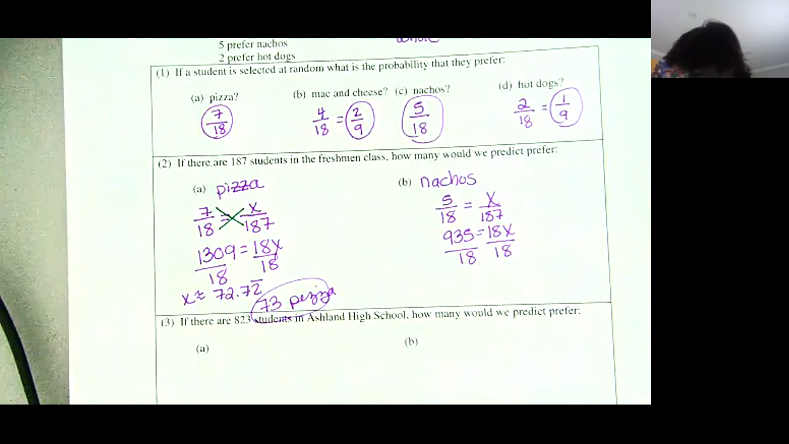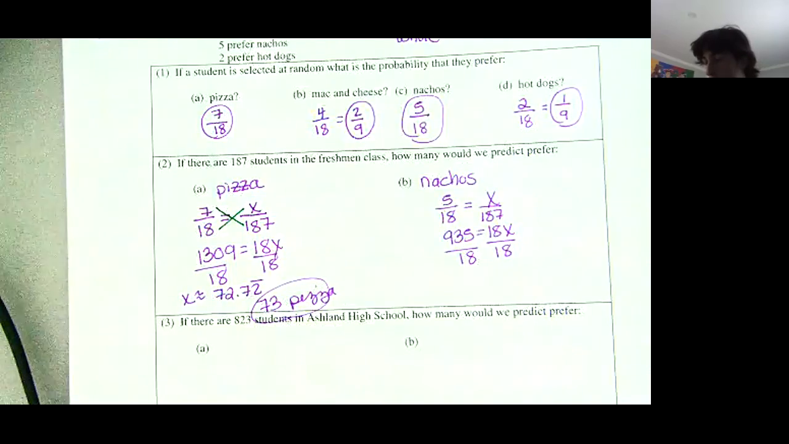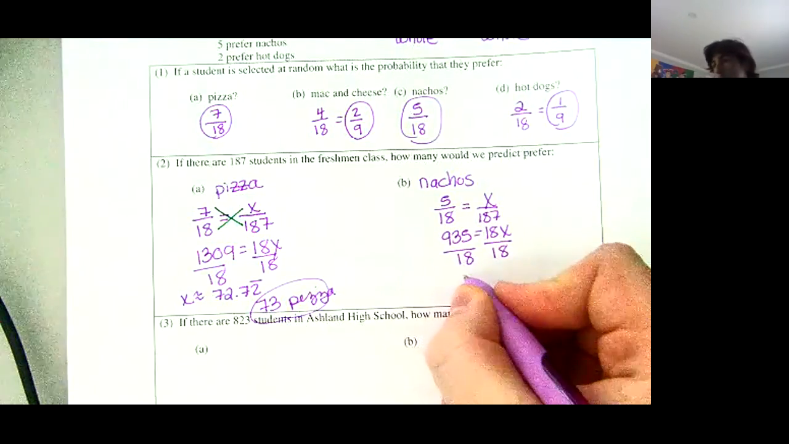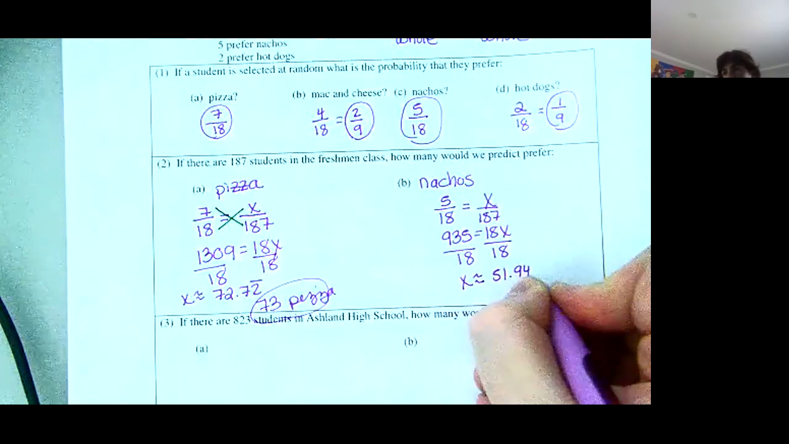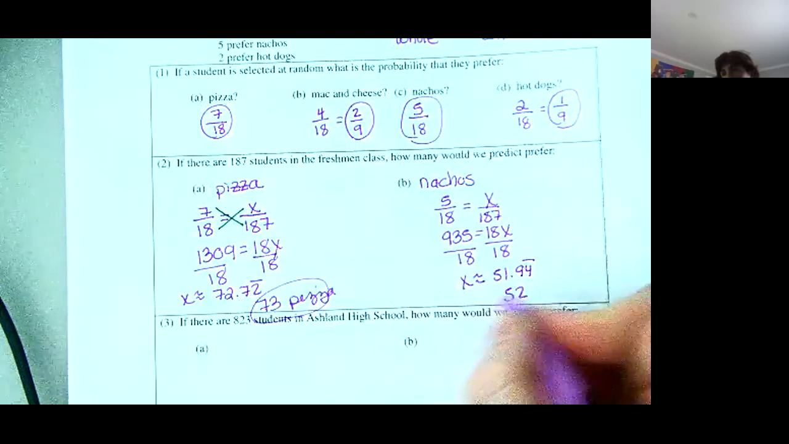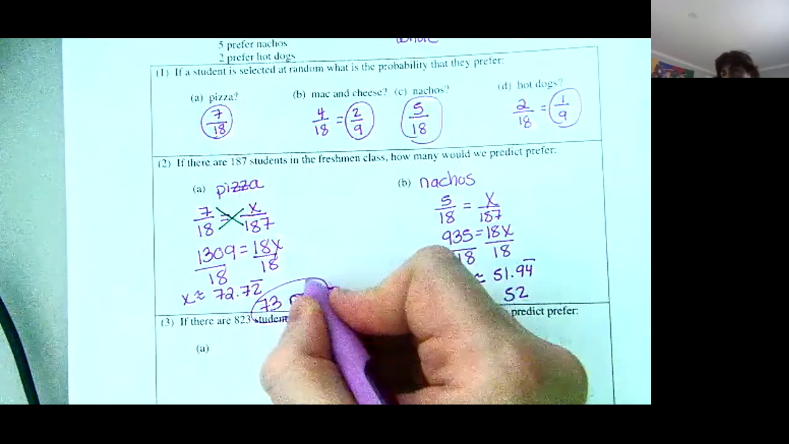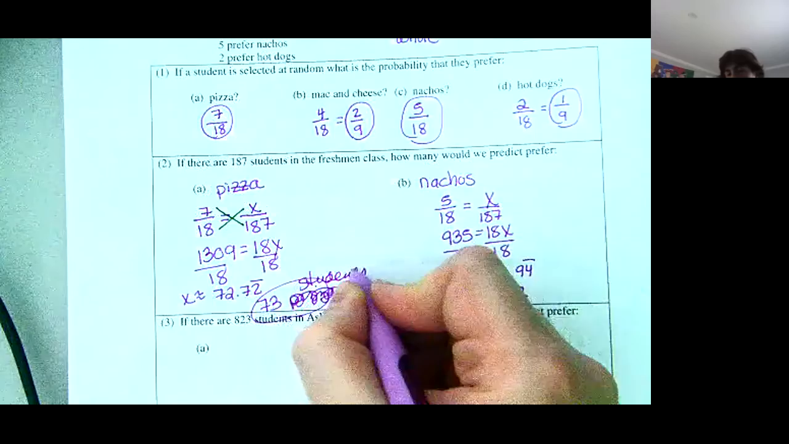You done, Ilya? What do you have for the final prediction? Yeah, that's what I'm looking for. So how many students in the freshman class would you predict prefer nachos? 52. Yeah, I think when we cross multiply and divide, we should get about 51.94 repeating. Whoa, I shouldn't have said 73 pizzas. I should have said 73 students. And over here as well.